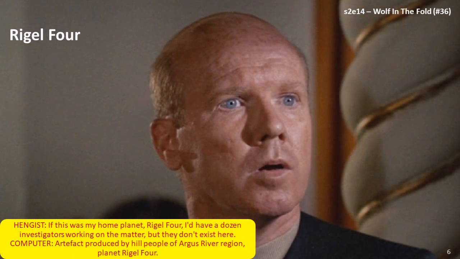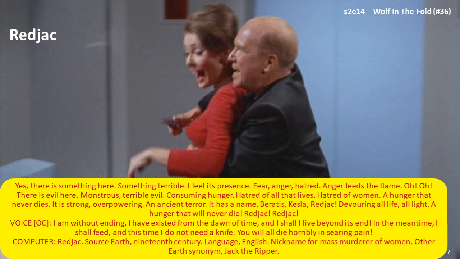The episode also discloses another planet, in this case Rigel 4. It's likely Rigel 4 is a human planet of some description. This episode also introduces an alien called Rejak, which is an alien life force which feeds off fear, hatred and anger. The alien was Jack the Ripper on Earth. It must have travelled further out from Earth, targeting worlds which suited its needs.